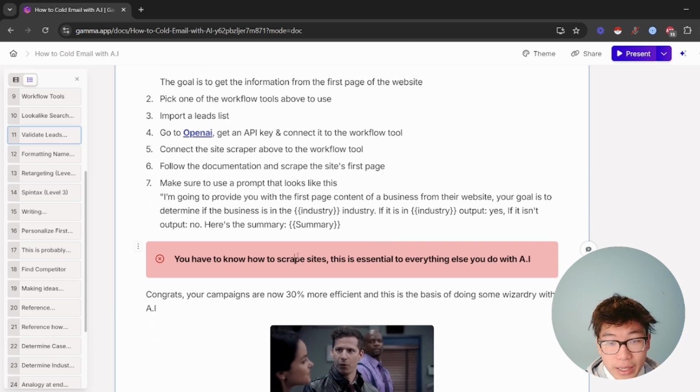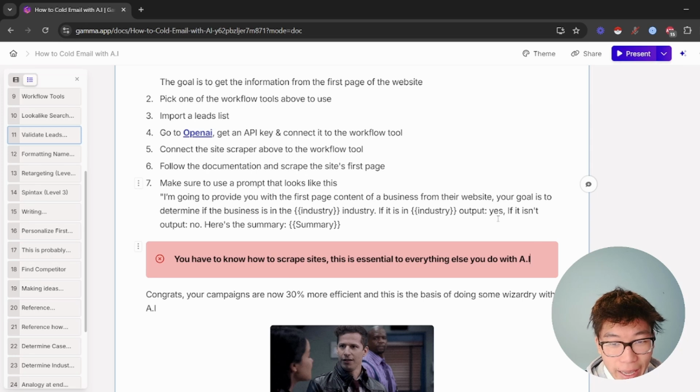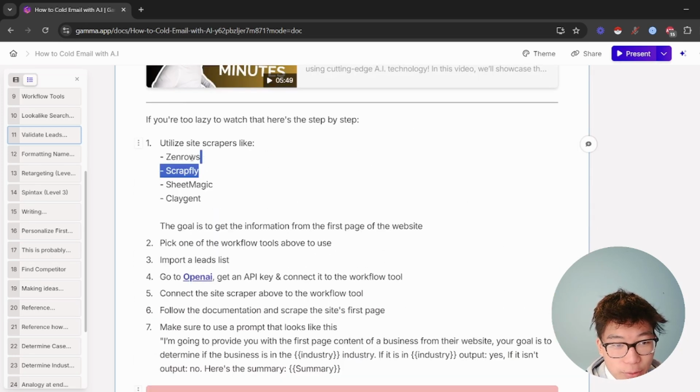You have to know how to scrape sites. This is essential to everything else you do in AI. You literally need to understand this. And if you don't want to use Zenrows or Scrapfly, you can use Claygen. There's built-in stuff in Clay and Bitscale where you can do it if you're a toddler. You literally just have to ask it. With Claygen, you just give it a prompt and say, please scrape the site, tell me what this company is, and so on. So you need to know how to scrape with AI.